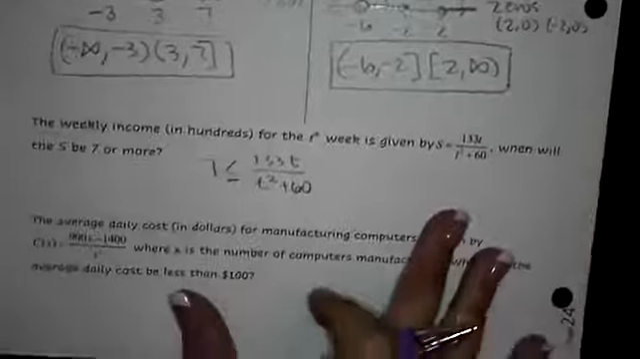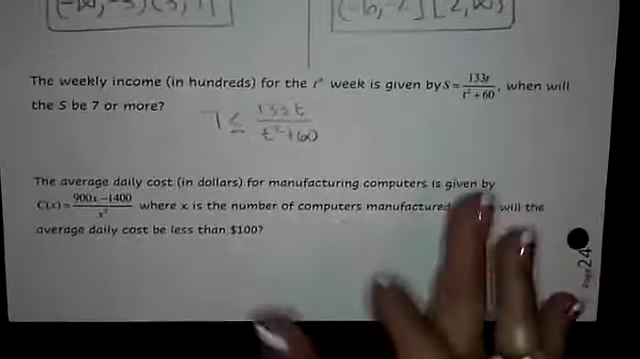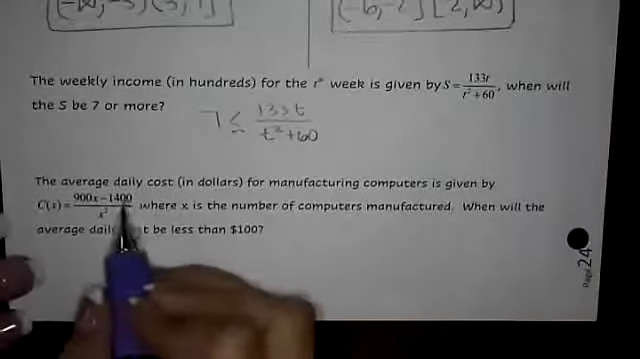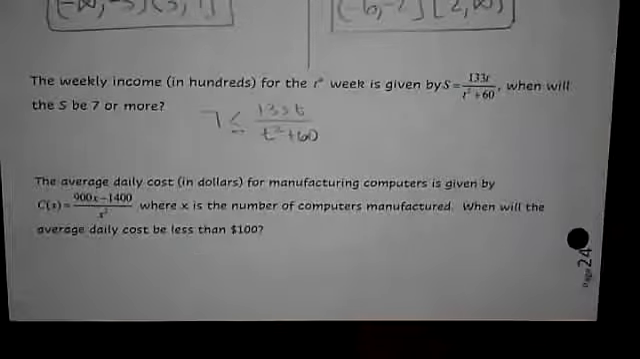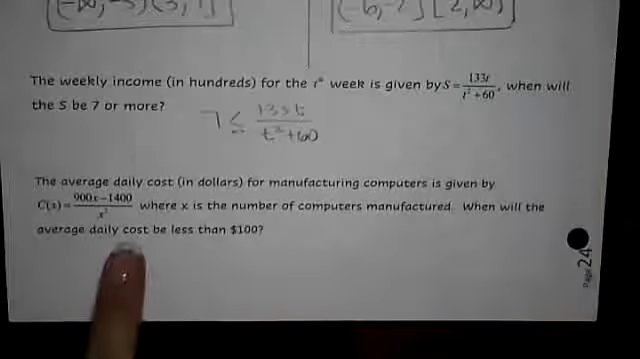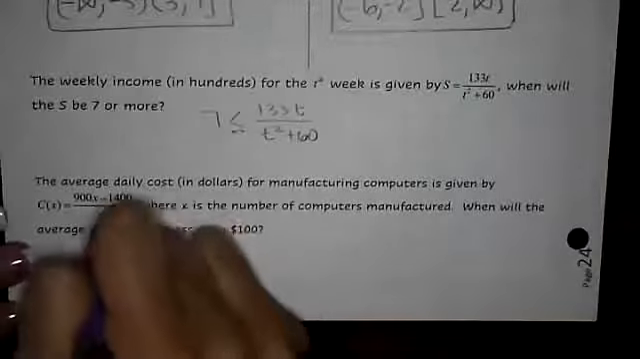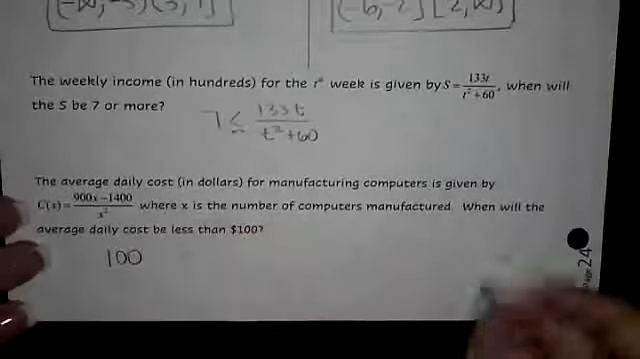All right, for our last one here, it says the average daily cost in dollars for manufacturing computers is given by this equation, where X is the number of computers manufactured. When will the average daily cost be less than $100? That's the way it is with rationals. Since they're all splitting this price of $1,400, then the price is getting smaller and smaller. But it wants to know when the average daily cost is less than 100. So we would put the cost of 100 in for C of X.